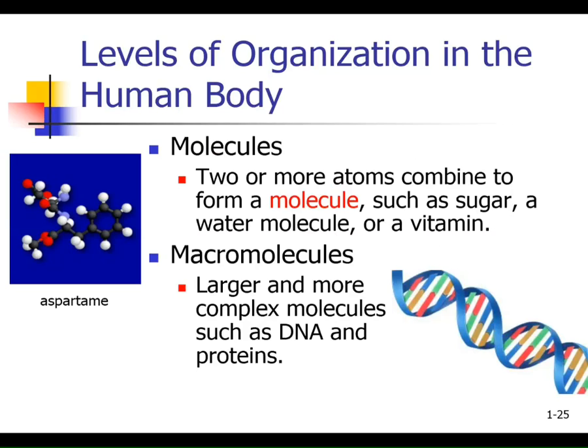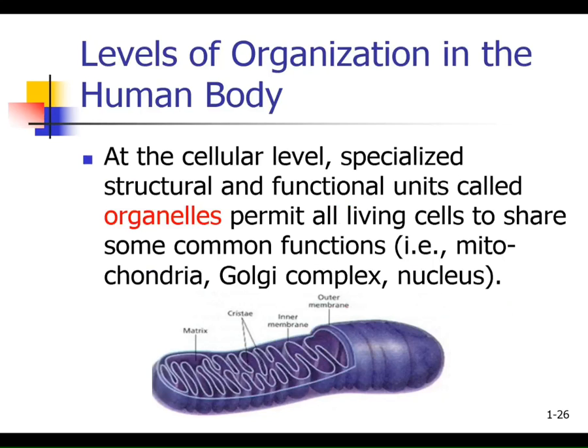Now, these different atoms, like carbon and hydrogen and nitrogen, combine to make molecules. So 2 or more atoms can combine to make water or sugar or a vitamin, very simple molecules, basic molecules. Those basic molecules then become the building blocks for larger molecules, and this is where I added it on. So the macromolecules, these are larger, more complex molecules such as DNA or proteins.